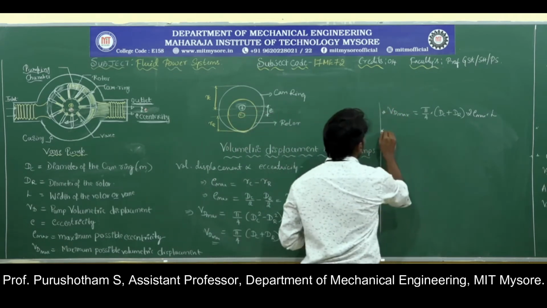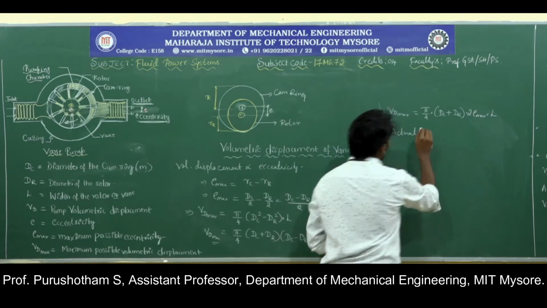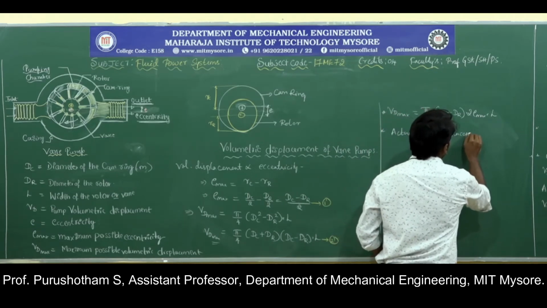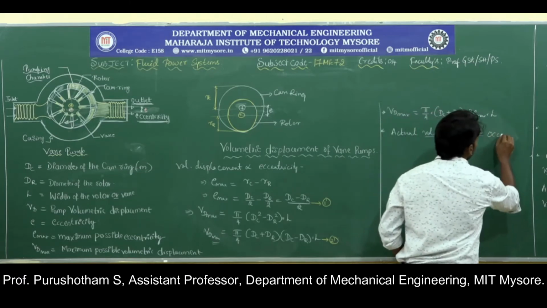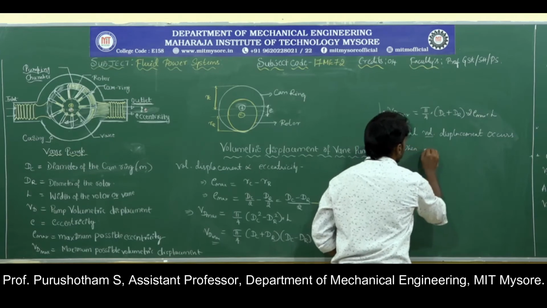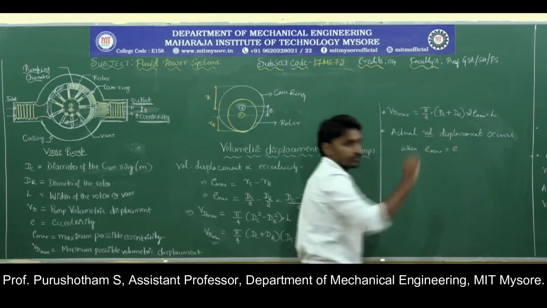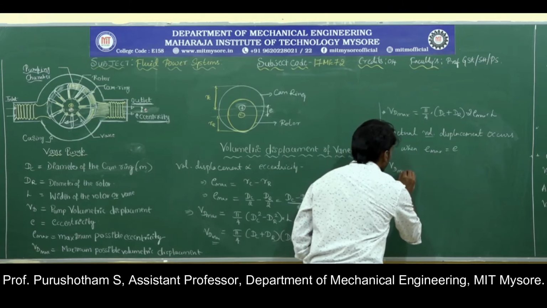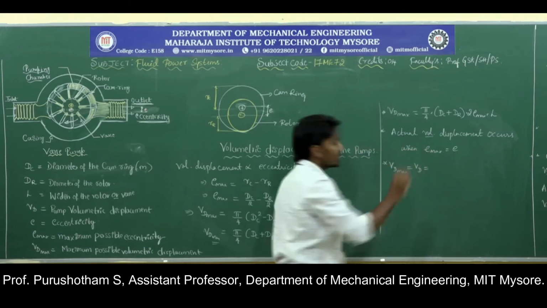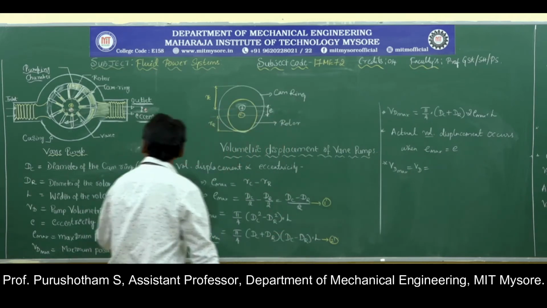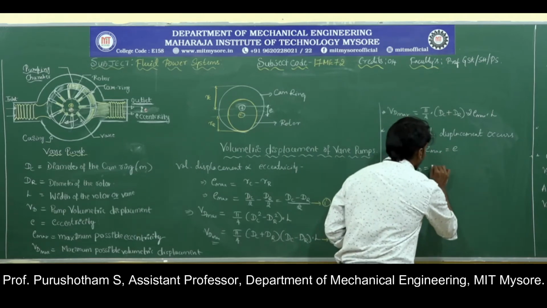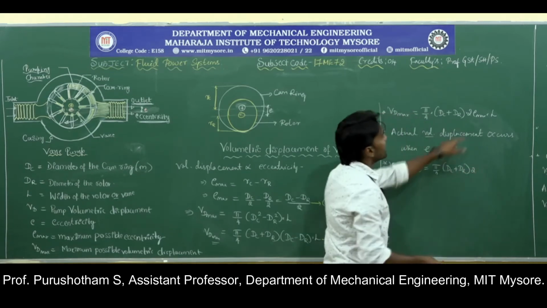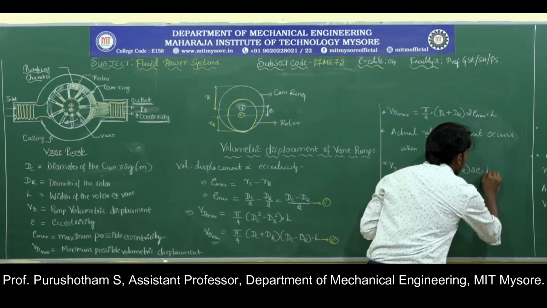Then finally, the actual volumetric displacement occurs when E max becomes equal to E. So E max becomes equal to E, and Vd max becomes equal to Vd, that is the pump volumetric displacement, which is given by pi by 4 into (dc plus dr), then 2 times E max, that can be replaced by E, because this will be the actual one.